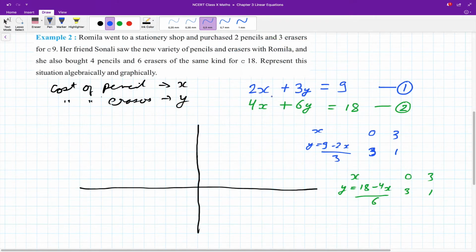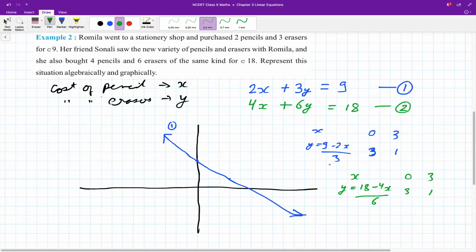For the first equation, let us write some points. 2x plus 3y is equal to 9, so y will be 9 minus 2x by 3. If x is 0, 9 by 3 will be 3. If x is 3, 3 multiplied by 2 is 6, 9 minus 6 is 3, 3 by 3 is 1. So we have these 2 points. The first point is (0, 3) and the second point is (3, 1). We just join them and we get our first straight line. So this is our equation 1.